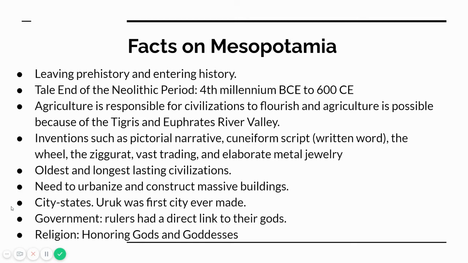Okay. We're going to see the start of government, and not just government and politics, but rulers, and what civilizations thought of their rulers, and that they had a divine connection to their gods. And we're going to talk a lot about religion. You're going to see different religious practices that worship different gods and goddesses, but you're going to see mainly a polytheistic type of worship.